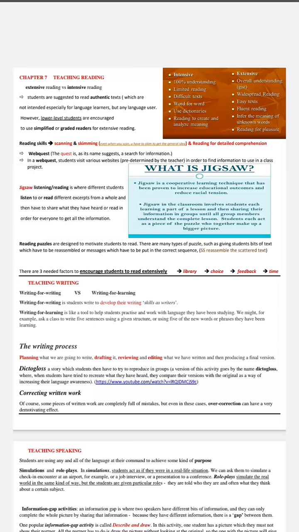Web quest. The quest is, as its name suggests, a search for information. In a web quest, students visit various websites determined by the teacher in order to find information to use in class projects.